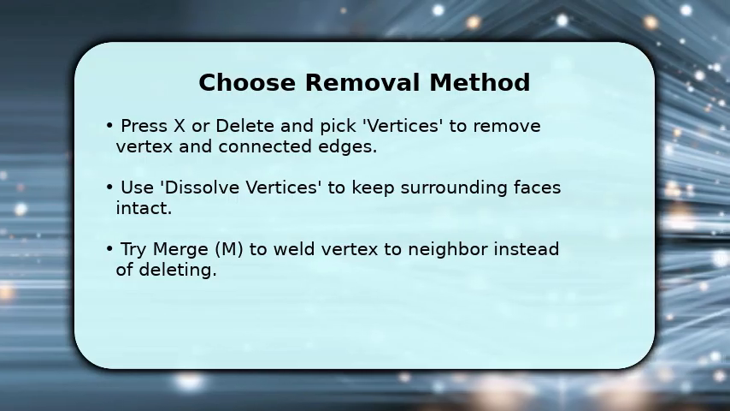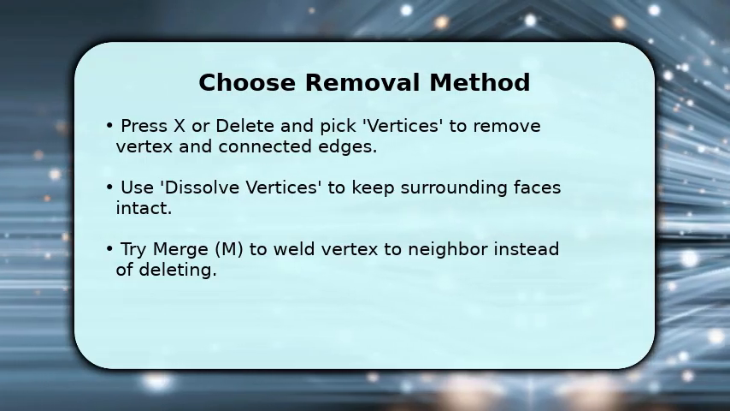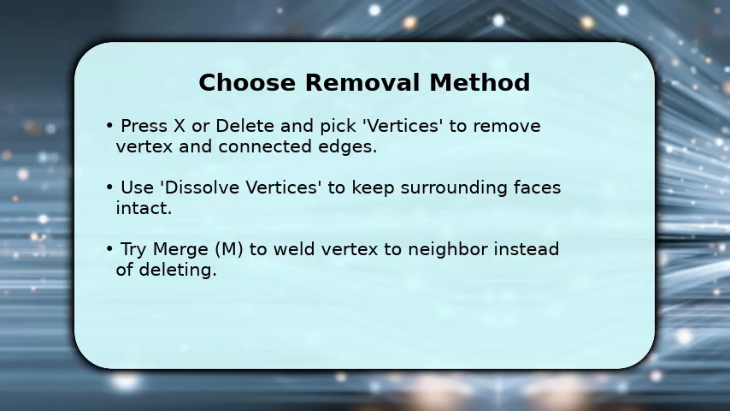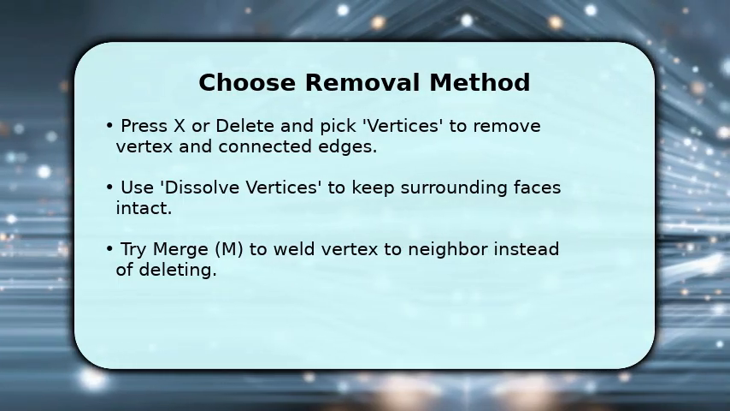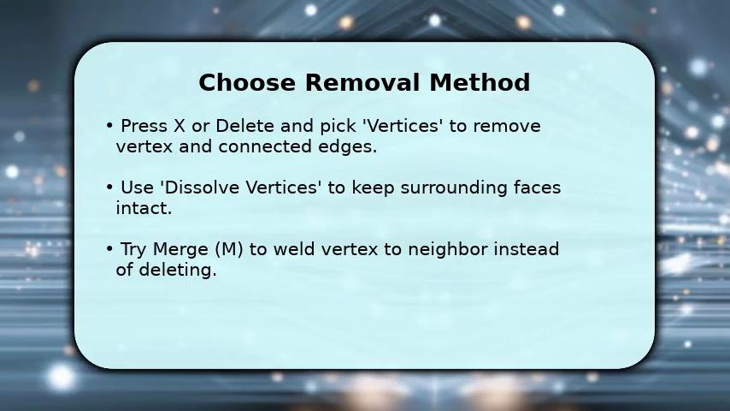Alternatively, press M to merge and weld it to a nearby vertex when you want to collapse geometry without creating holes. These choices affect topology, so pick the one matching your end goal.